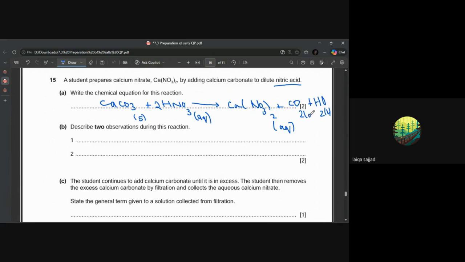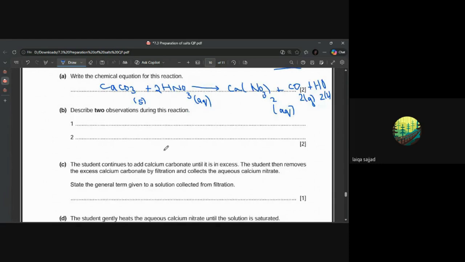Describe the two observations during this reaction. One is obviously the release of carbon dioxide, so you will see bubbling, fizzing. And what about the calcium carbonate? It dissolved. Very good, the solid will disappear. You can write in your own words whatever you find suitable. So it dissolves.